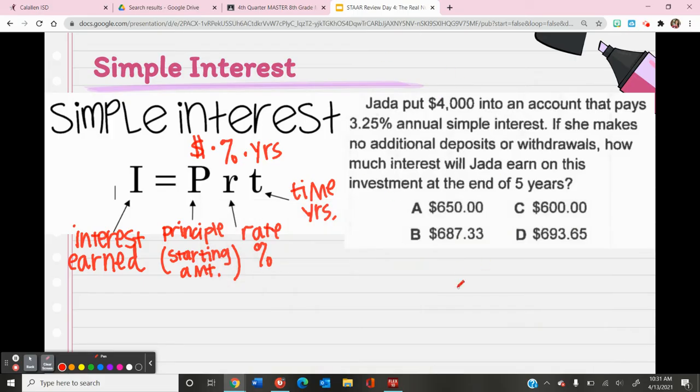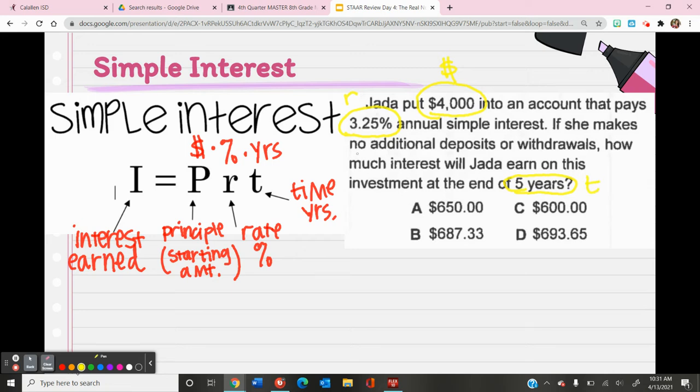So it says Jada put $4,000 in an account that pays 3.25% annual simple interest. If she makes no additional deposits or withdrawals, how much interest will Jada earn on this investment at the end of 5 years? So let's go ahead and highlight some important things. So first we need to highlight our principal. And remember, this is your money. So my principal here is $4,000. This is my money. And then I have to have my rate, which is my percent, and this is 3.25%. That's my rate. And then the amount of years, the time, that is 5 years.